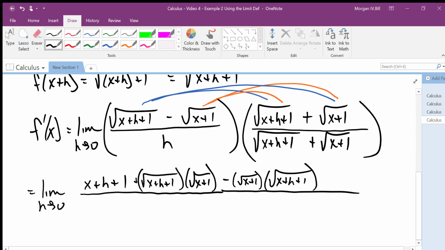What happens to those middle terms there? We have a positive square root of x plus h plus 1 times square root of x plus 1 and a negative square root of x plus 1 times square root of x plus h plus 1. Those two terms will cancel out. Okay, but let's finish multiplying before we do that.